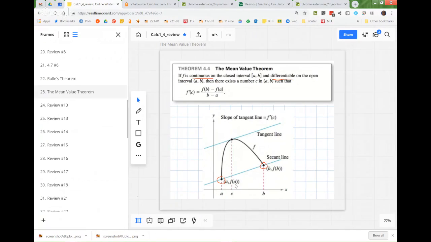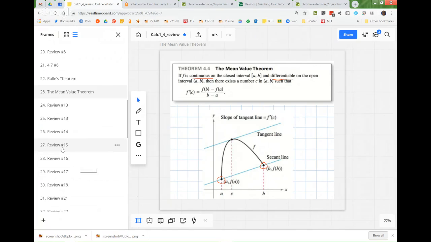Remember what the mean value theorem says. It says, hey, if this thing is continuous and it's differentiable in between, then there's got to be one point in between where the tangent line will have the same slope as that bottom line. Okay, so that's the theorem.